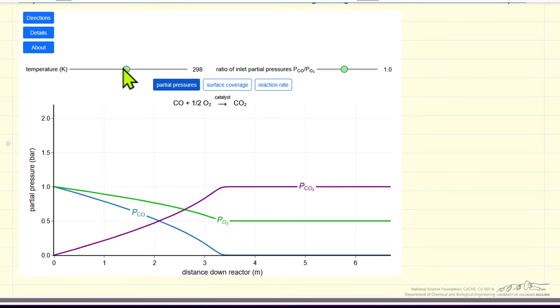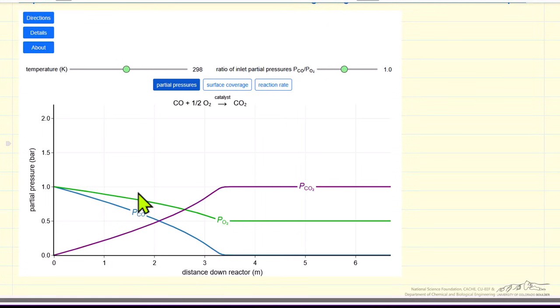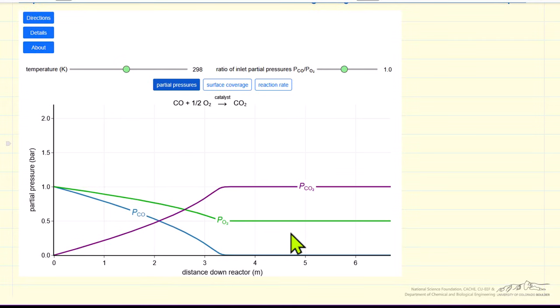Well, we can change the temperature, which changes the rate constant, which makes the reaction occur faster, so we get reaction sooner. We use up the reactant sooner in the reactor. We also can look at reaction rate and see how it increases as we move down the reactor and then decreases, depending on what the relative coverages of carbon monoxide and oxygen are.